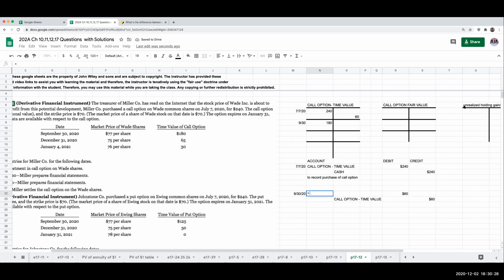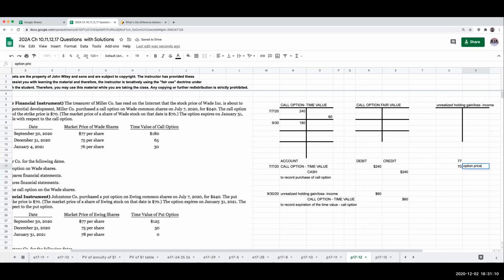And I'm going to be debiting unrealized holding gain or loss income. So this is to record the time value. That's the first thing that I do. Now, because my strike price is 70, meaning I can buy it at 70, and the market price is right now 77, if I can buy it at 70 and sell it at 77, this would be a gain per share.